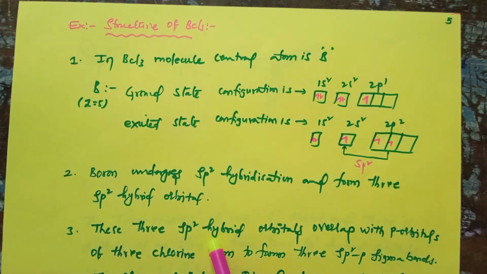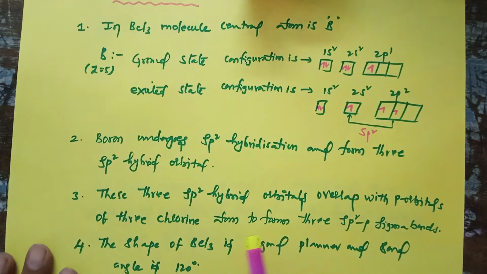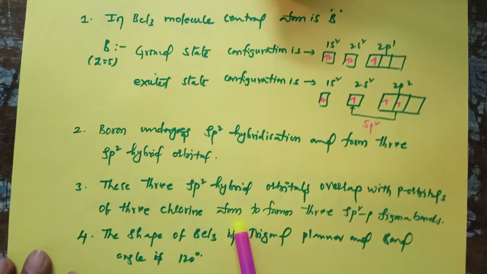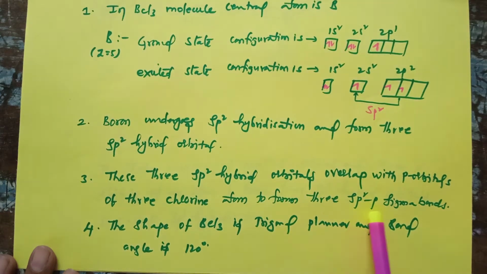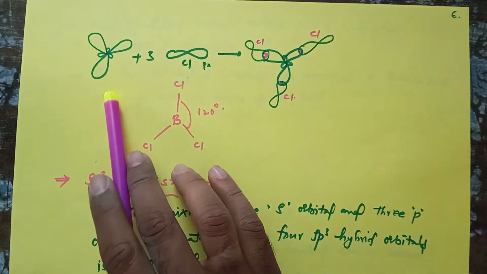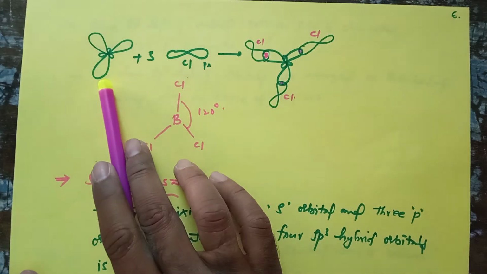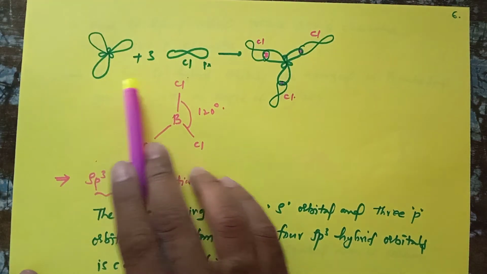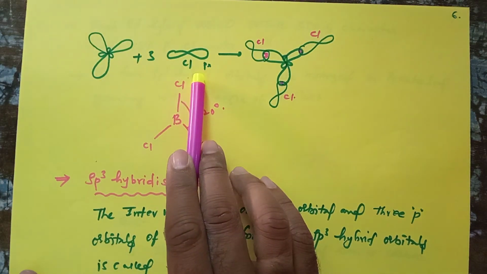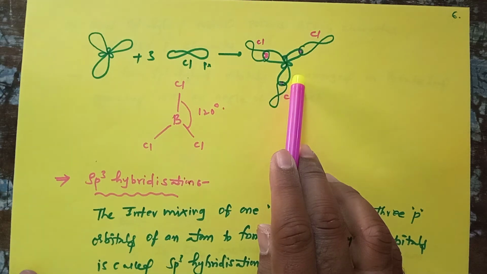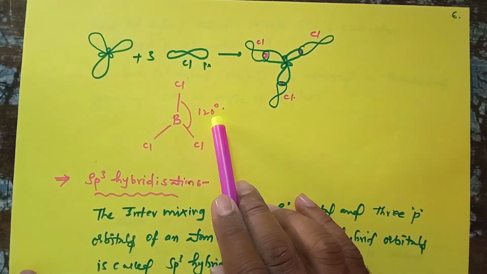These three sp2 hybrid orbitals overlap with the p orbitals of three chlorine atoms to form three sp2-p sigma bonds. The shape of BCl3 is trigonal planar and the bond angle is 120 degrees. In the structure of BCl3, the three sp2 hybrid orbitals overlap with three chlorine atoms, forming a trigonal planar structure with a bond angle of 120 degrees.